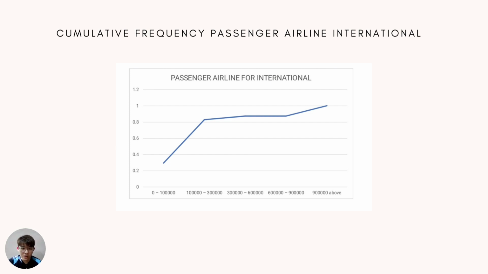And this is the line chart for cumulative frequency passenger airline from international. The lowest is from 0 to 100,000. And the highest category is from 900,000 and above.